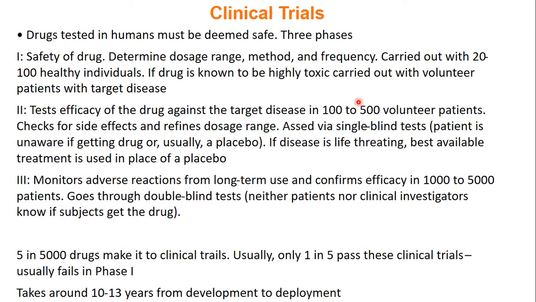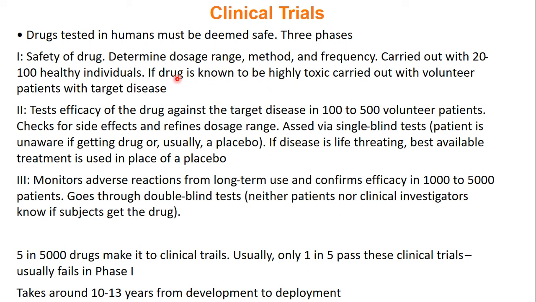Now let's say that you found a drug and you want to have this drug be used on humans. Well, before we can actually sell it, we have to go through clinical trials. We have to make sure these drugs are safe. And there are 3 stages in a clinical trial. Stage 1 is looking at the safety of the drug. Here you'll see what's the optimal dosage, how best to give the dosage, how often to give the dosage. This is usually carried out with 20 to 100 healthy individuals.